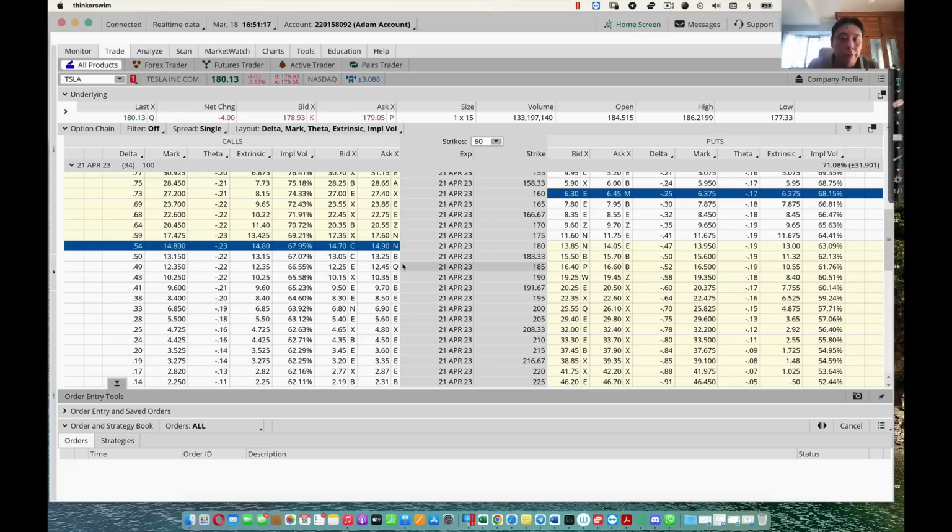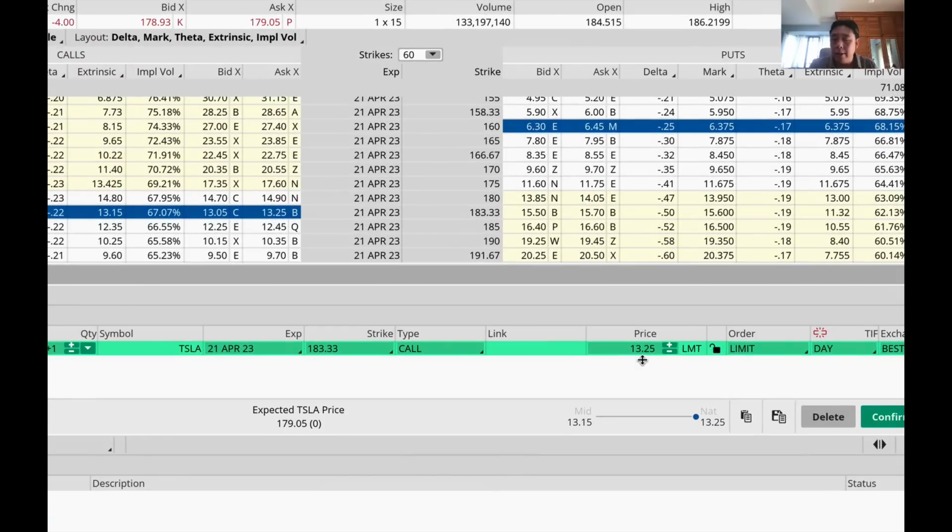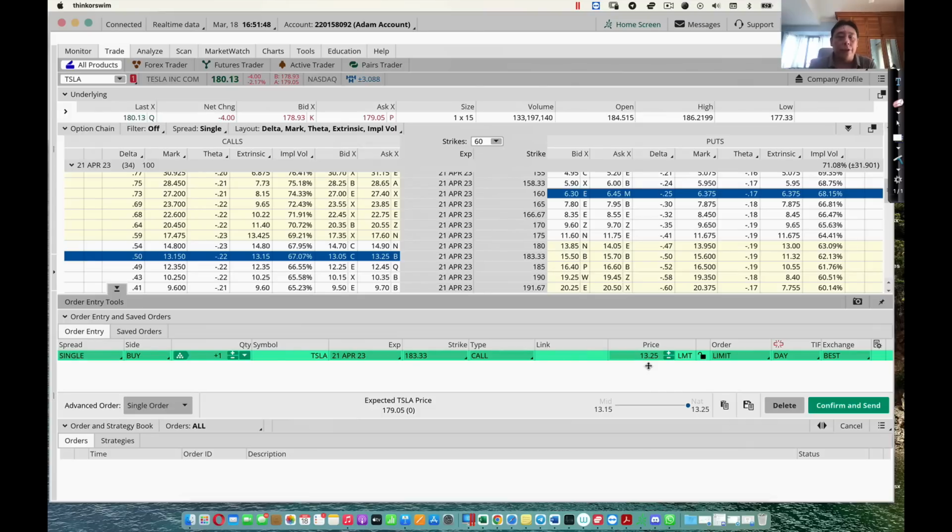Okay, so if you buy this call, click buy over here, there we go. You can see how much it will cost to buy the call. It will cost $13.25. Now, one option contract is 100 shares, so you have to multiply by 100, okay? So what's the cost of buying this call option? $13.25 times 100 is $1,325.